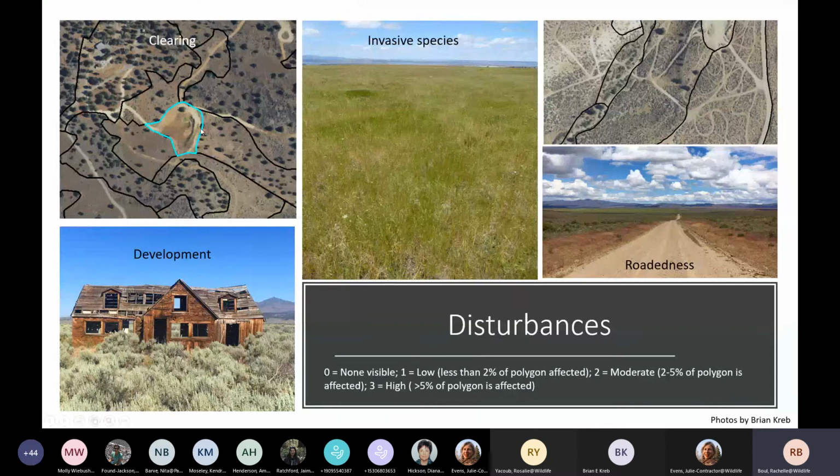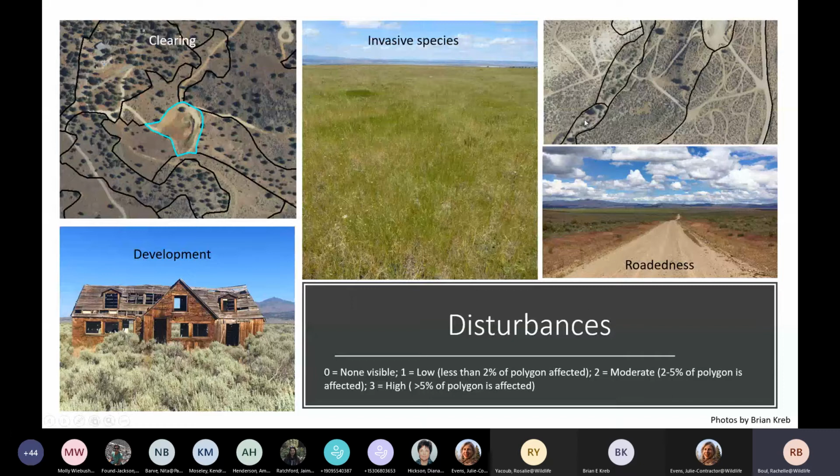So here's an example of a clearing, this would be high disturbance from a clearing. This is invasive species. This is a grassland being invaded by non-native exotic grasses. This here is showing an example of high rodentness. This would be pretty low rodentness. This is a really beautiful picture of an example of development.